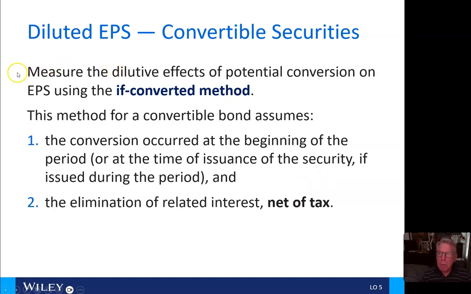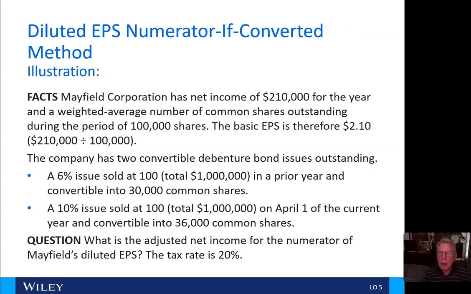Convertible securities. We're going to measure the dilutive effects of potential conversion on earnings per share using the if-converted method. This method for a convertible bond assumes, one, the conversion occurred at the beginning of the period or at the time of issuance of the security if issued during the period, and two, the elimination of related interest net of tax. Little tricky there. Let's take a look at an example.